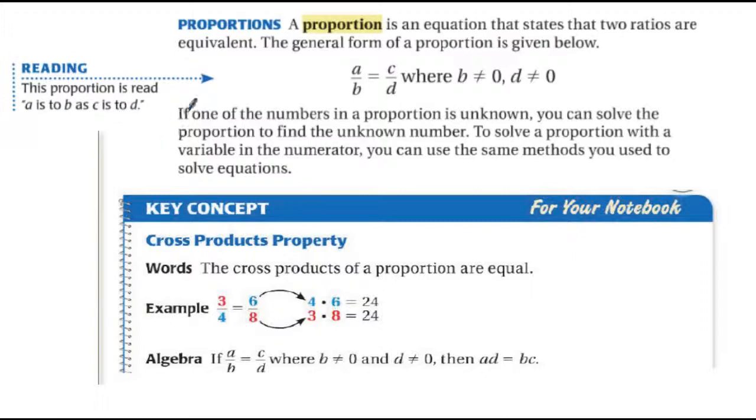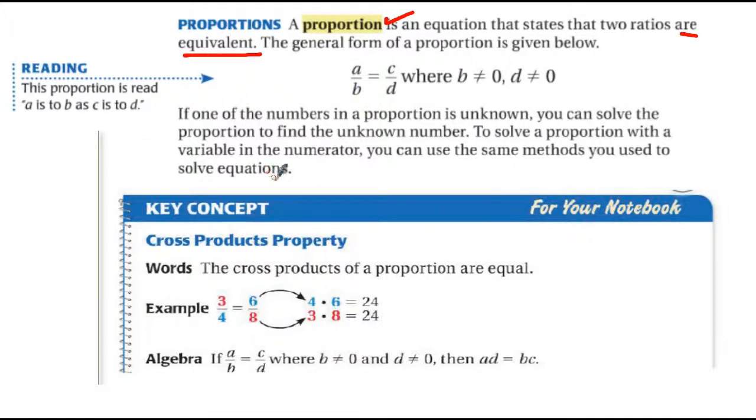Okay, so now we're going to go into what happens when you have two ratios that are equal to each other. Well, you end up with a proportion. A proportion is an equation that states that two ratios are equivalent. Equivalent means that they are equal. The general form of the proportion is given below: A divided by B equals C divided by D, where B cannot be 0 and D cannot be 0. Again, we talked about how these numbers can't be 0. You cannot solve when any of these denominators are 0.